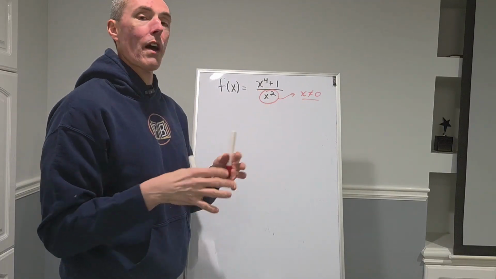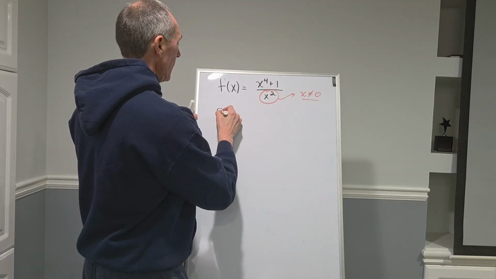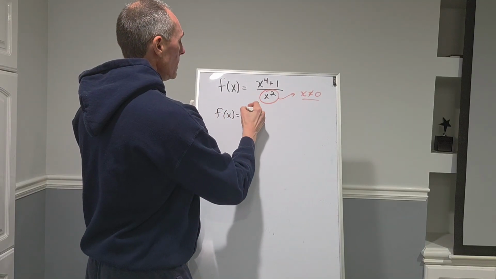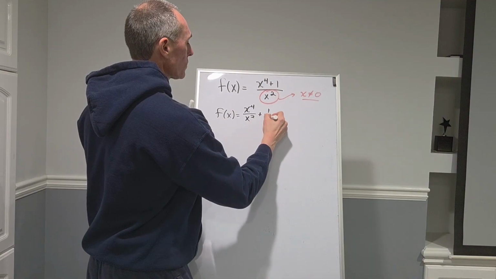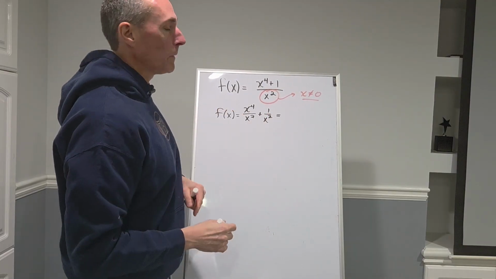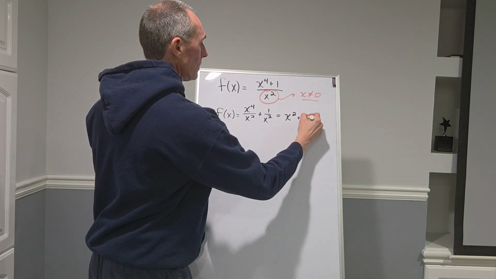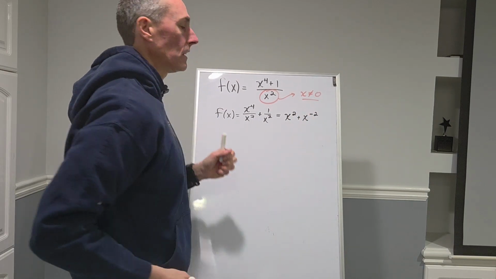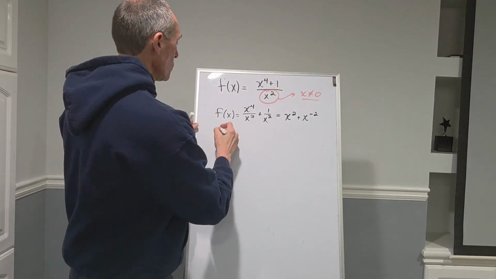We need to find the derivative. So you have options. You could do the quotient rule if you like. I personally like rewriting it. I like putting x to the fourth over x squared, plus 1 over x squared, and then rewriting that to make it cleaner, just a little quicker, as x squared plus x to the negative second. That is so much easier to differentiate in my opinion. So let's go do that.